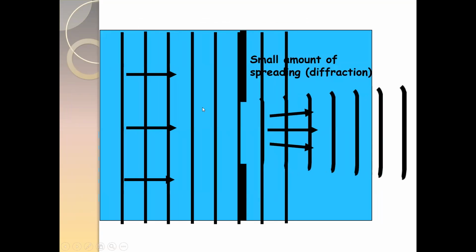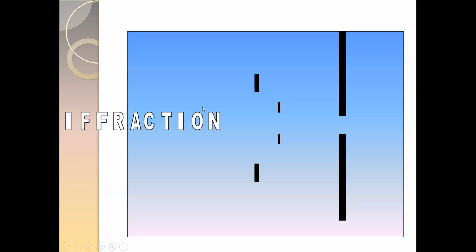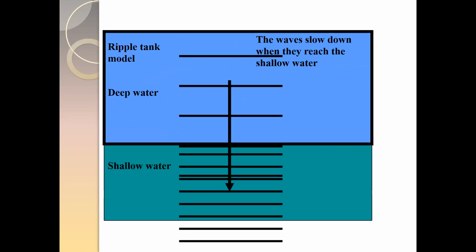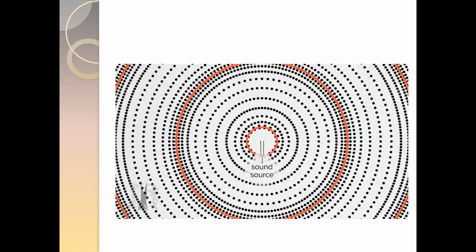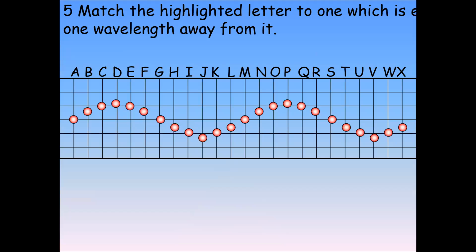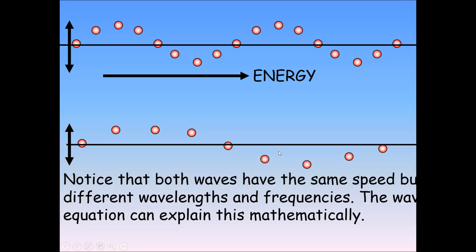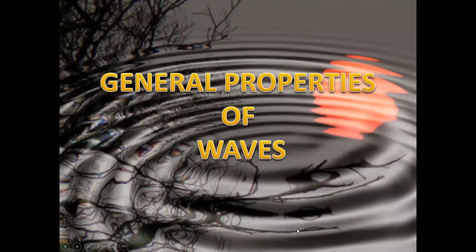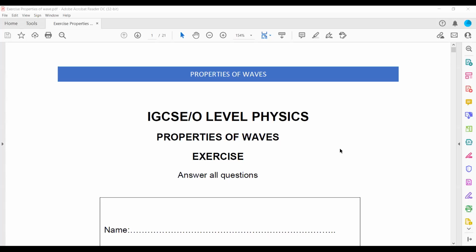Now we'll do some questions related to our topic. So three topics: one is reflection, the second one is refraction, and the third one is diffraction. We'll do questions related to our topic, so it will improve your understanding. Just a minute, I'll share the question with you. So this exercise is related to the properties of the wave. As we have discussed reflection, refraction, diffraction, as well as the two types of wave, longitudinal and transverse.